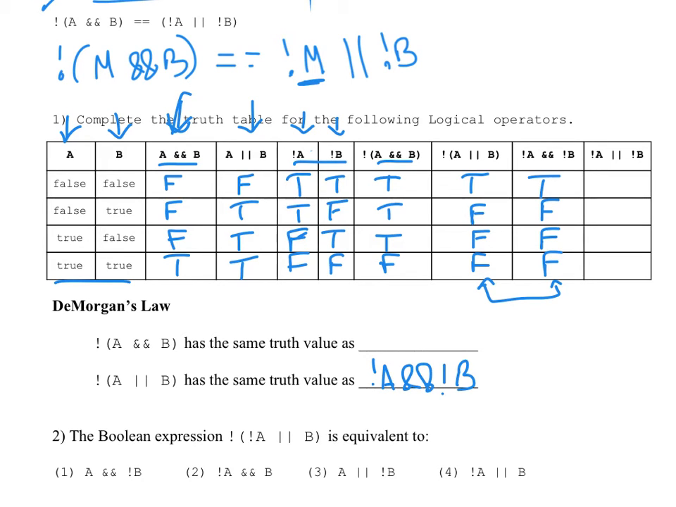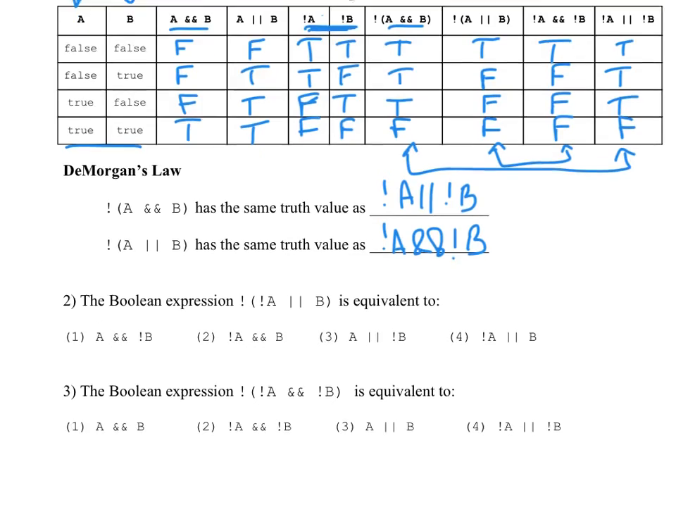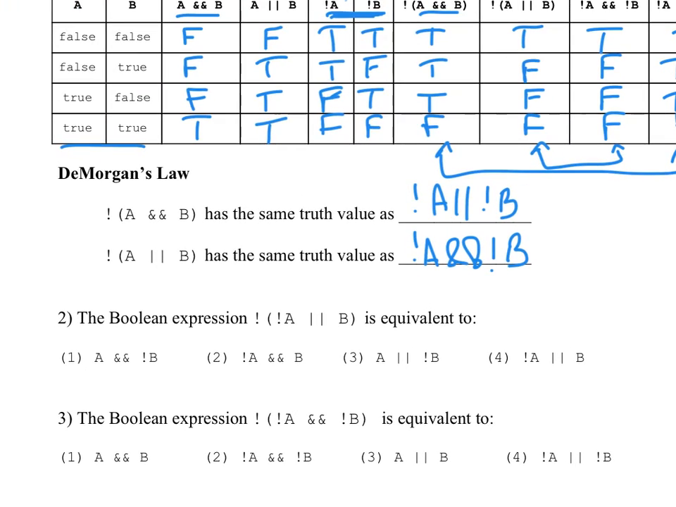And then this last one, not A and B. Now I'm putting an or between these two. Remember, an or is false only when they're both false. So this one's false, the rest are true. Now these two have the same truth value. So not A and B is the same as not A or not B. And that is DeMorgan's Law. That proves it. I just proved DeMorgan's Laws to you. Bam.